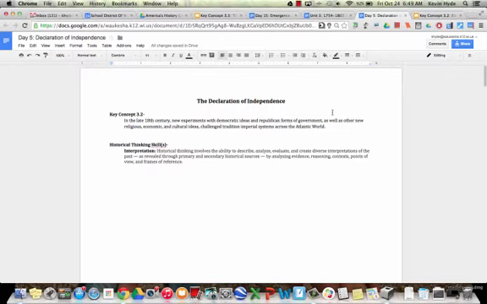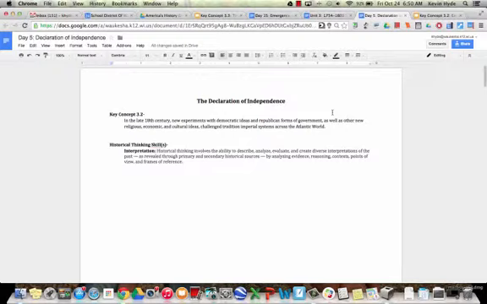Hey everyone, we're here today to get some formative feedback on one of our assignments, the Declaration of Independence. So you can see this is covering Key Concept 3.2, and today we'll be focusing on the historical skill of interpretation. And so let's just read this real quick. Historical thinking involves the ability to describe, analyze, evaluate, and create diverse interpretations of the past as revealed through primary and secondary historical sources by analyzing evidence, reasoning, context, points of view, and frames of reference.